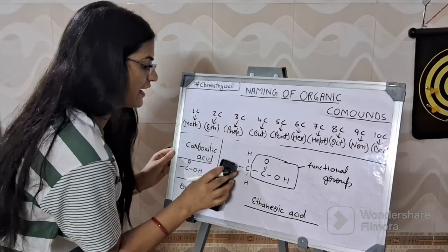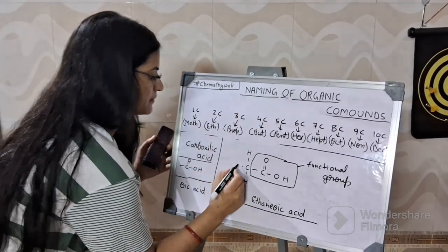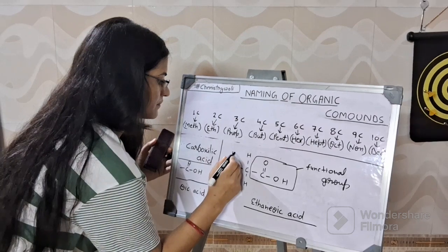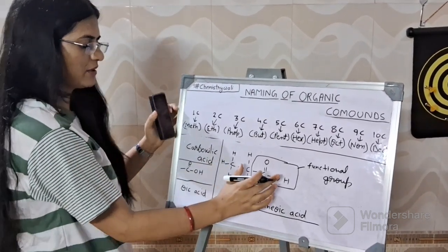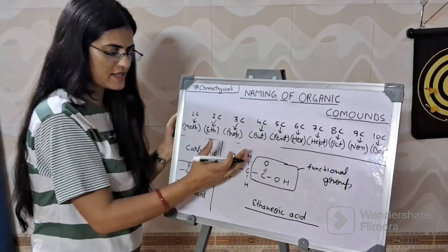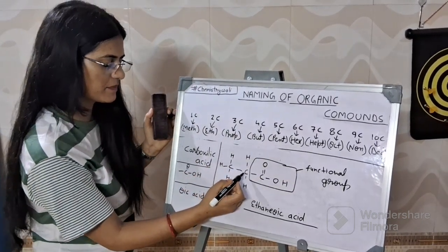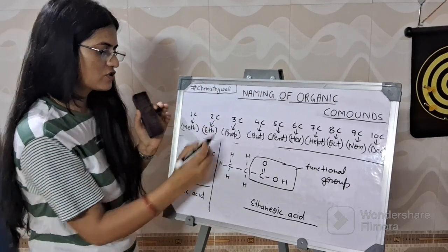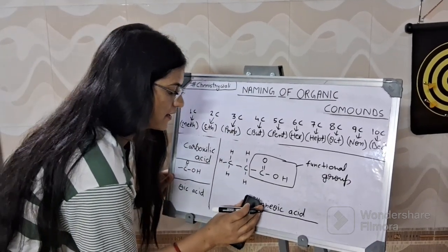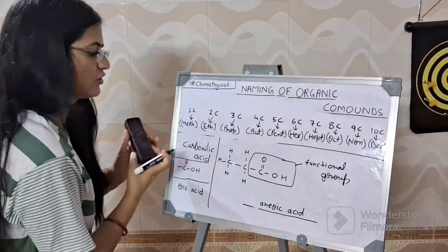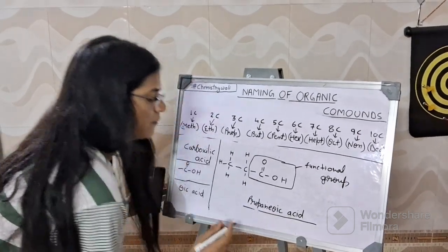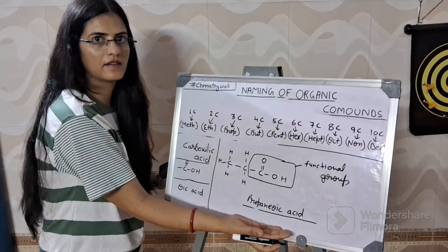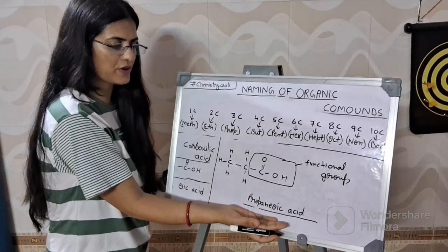In the same way, if I add one more carbon here, now the number of carbons will change. Other things are the same. The number of carbons here is 1, 2 and 3. So in the place of eth we will use pro. Propanoic acid. Now the name of the compound is propanoic acid.